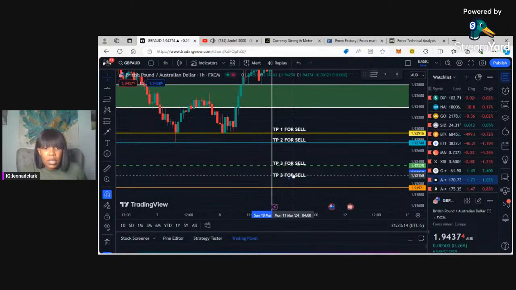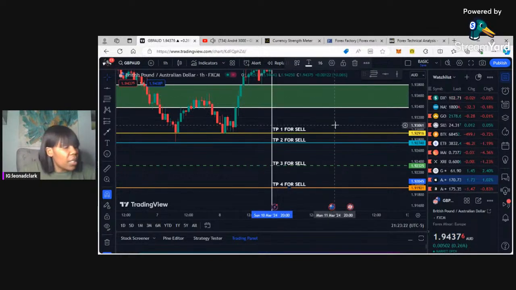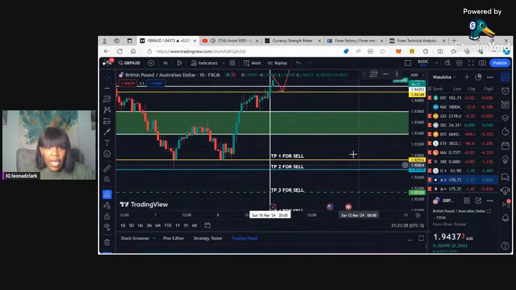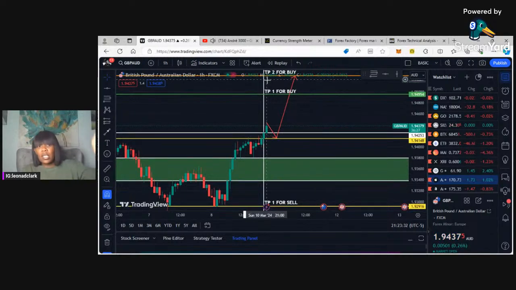And make this TP4 for the sale. All right, I'm going to break this down real quick, and then we're going to move on to GBP NZD. So let's just say, hypothetically, the pound loses its strength. It hits TP1, and then it loses its strength and comes down to a sale.